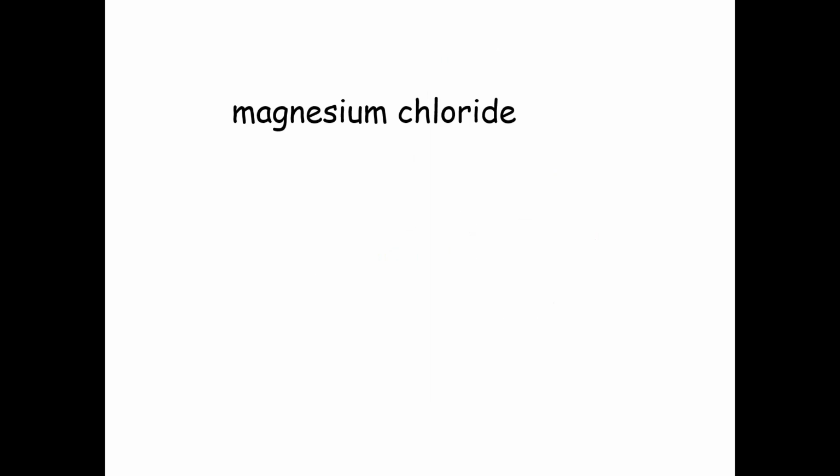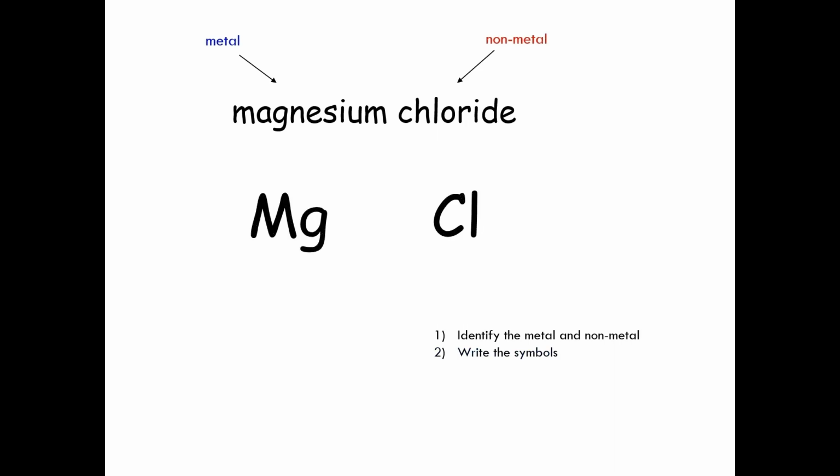Let's write the chemical formula for magnesium chloride. First, identify the metal and nonmetal. So we know that the metal is magnesium and the nonmetal is chlorine. Write the symbols. The symbol for magnesium is Mg. The symbol for chlorine is Cl.